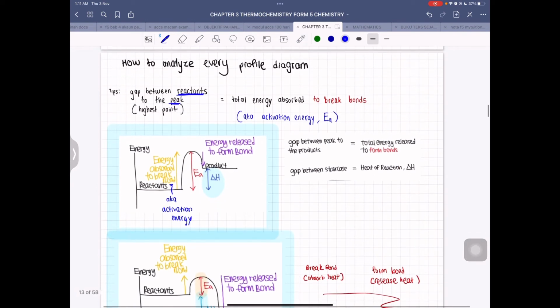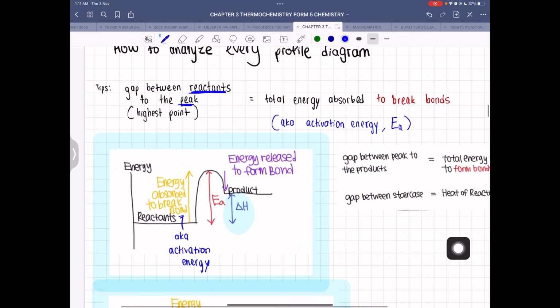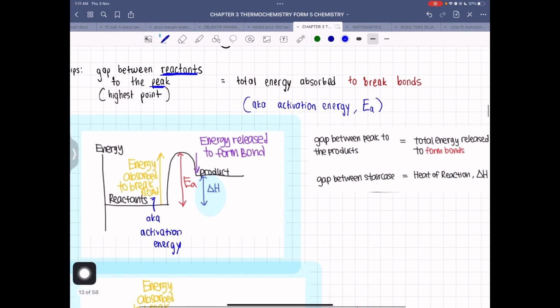So how to analyze every profile diagram? So the gap between the reactants to the peak is the highest point. What does that mean? The reactant to the peak. The reactant left side to the peak, that's the activation energy. Okay? But then kalau the energy change is from the product to the reactant.